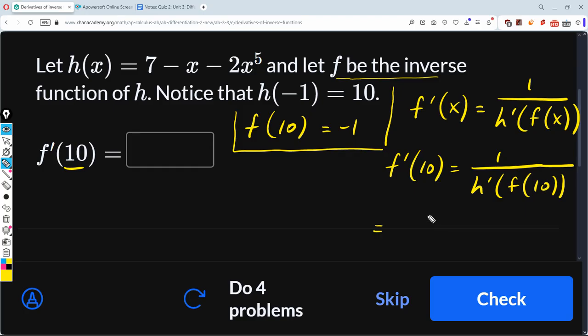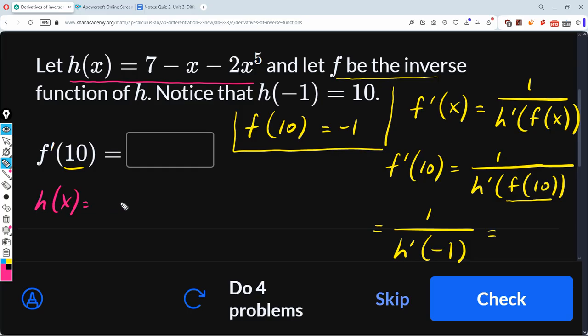All right, that's going to equal 1 over h prime. And we said f of 10 right here. We said f of 10 is negative 1. And now we just need h prime of negative 1. Well, we have the function h right here. All right, h of x is 7 minus x minus 2x to the fifth. We need h prime, so we're going to take the derivative.